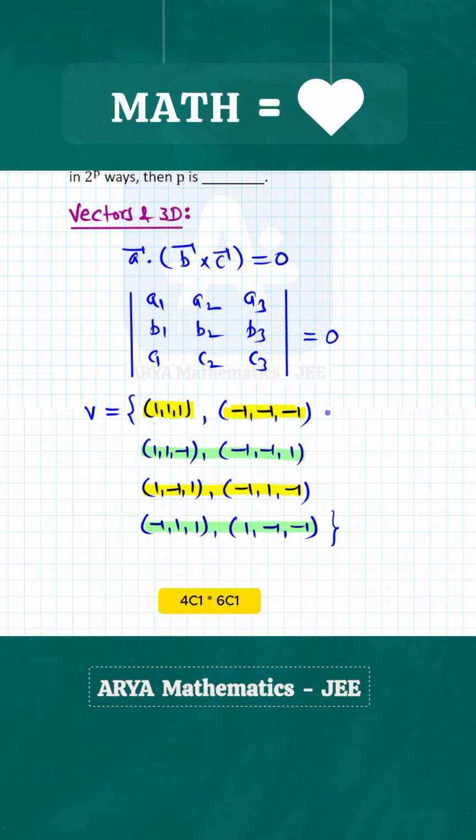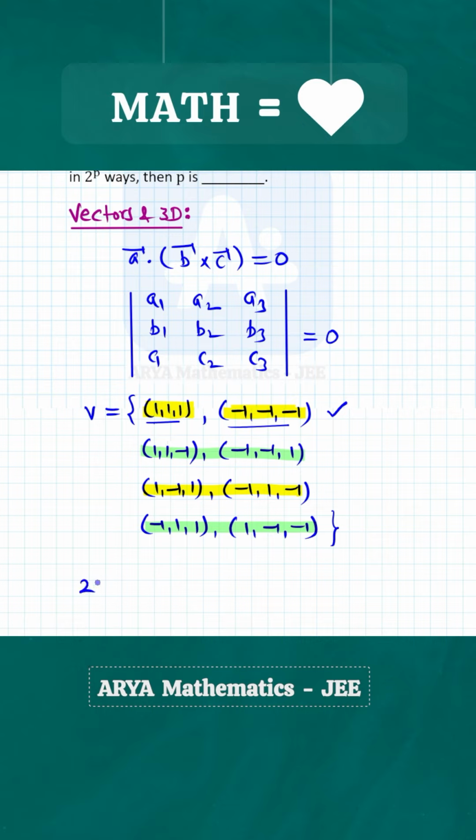So for example, suppose we select 2 vectors from the first row, and we select any one from the remaining 6 vectors. They are always going to be coplanar, because the moment we have selected this first row, these two vectors, this determinant will be 0 because the two rows will become proportional, right?